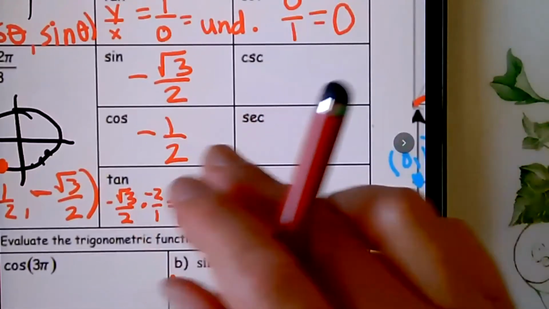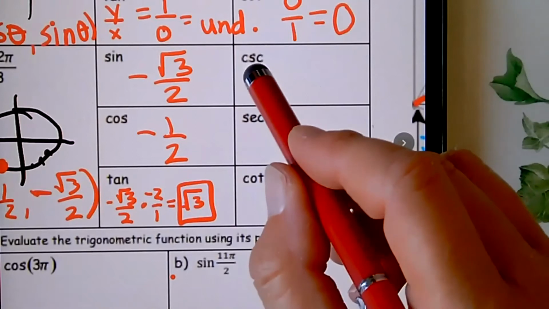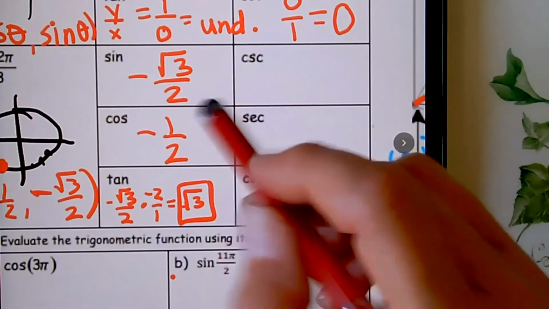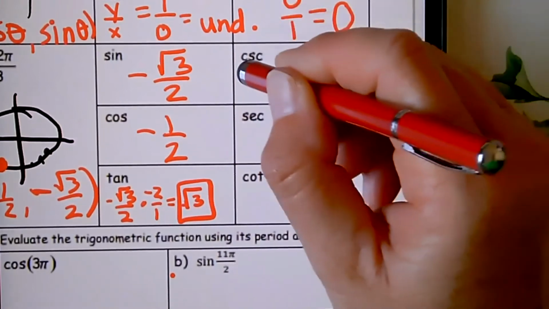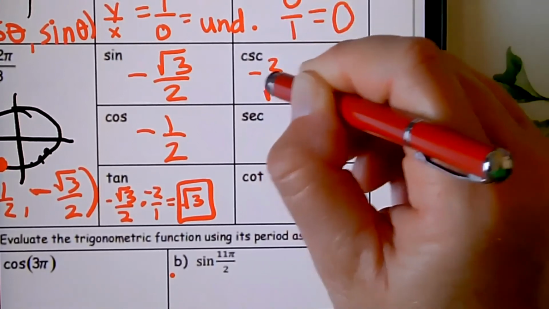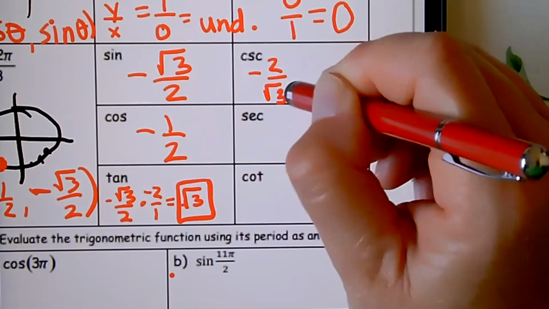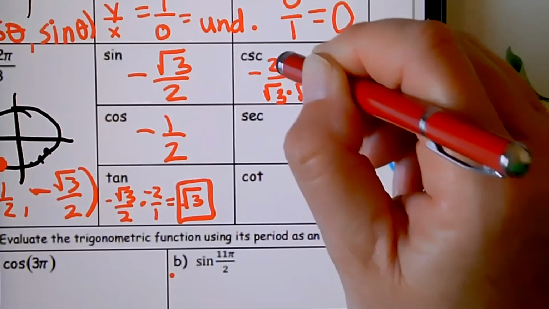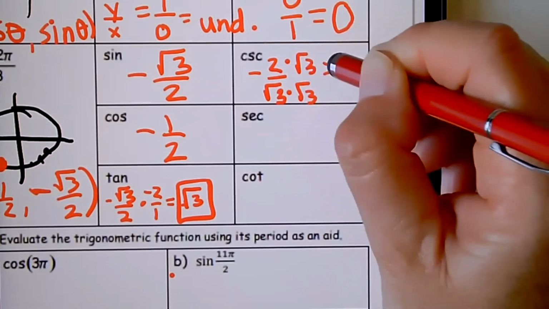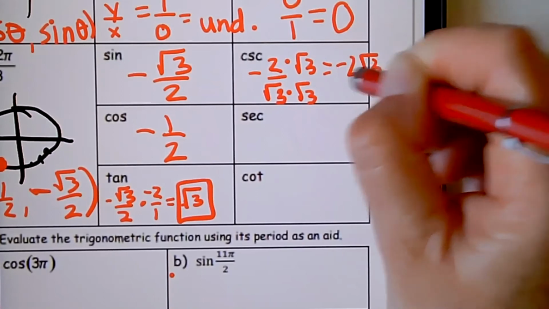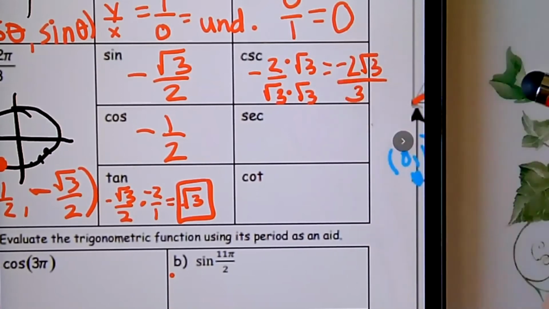So now when I come over and do these, my cosecant is going to be the reciprocal of my sine. So it's going to be negative 2 over root 3, but I need to rationalize. We don't like that root 3 on the bottom. I'm going to times the bottom by root 3 and the top by root 3. I get negative 2 root 3 over 3.